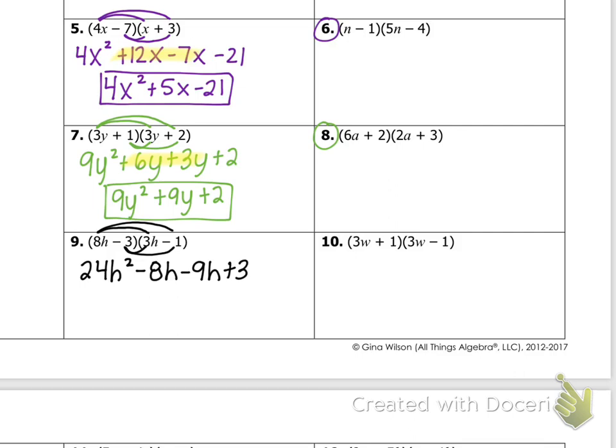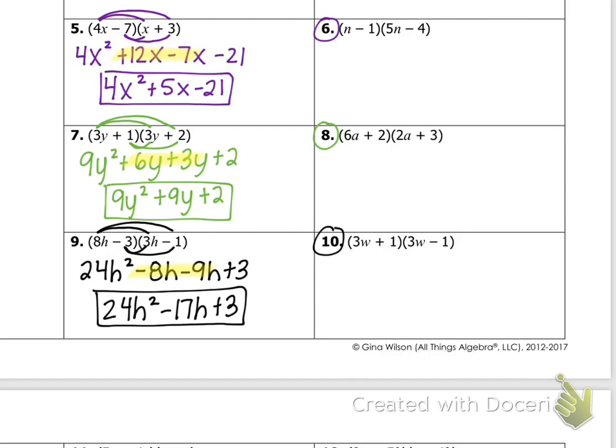I have a feeling that the biggest mistake here is probably going to be the signs. So really be careful. This is a negative 3 times a negative 1, which is a positive 3. So little things like that, just be really careful. So we're going to add together those middle two terms. Negative 8h minus 9h is negative 17h. And we just keep the first term and last term the same. This is in standard form because we have h squared, h to the first power, and then no h's.